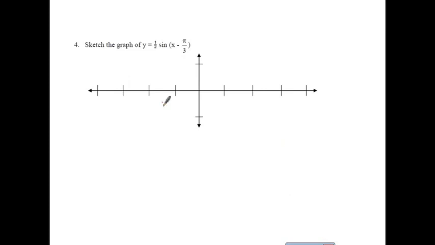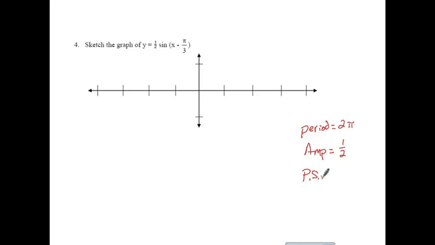Now moving on to question number 4, which looks a lot more complicated. It has 2 pieces in there instead of just 1. So let's look again at our period. Our period, the b value still is 1, so that's just 2 pi over b, or just 2 pi. My amplitude, the number out in front, which is 1/2. Now what does this number represent right here? Remember, that's our phase shift.